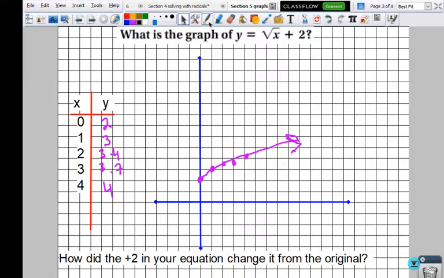So we did the square root of x and then a plus 2 on the outside. I want you to look at the first graph we did, look at this graph, how are they different? So Ashlyn, how are these two graphs different? The first one we did and the second one we just did right now. How are they different?